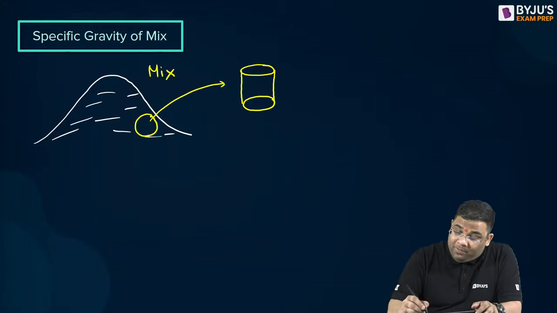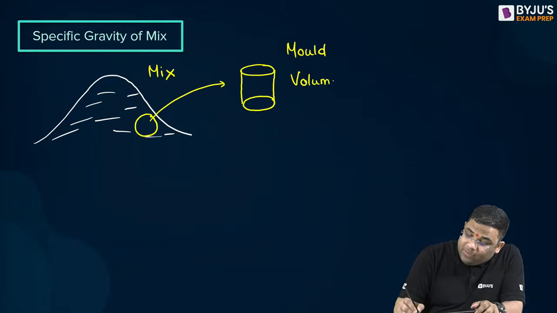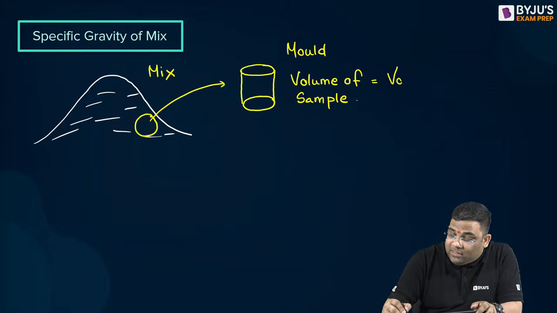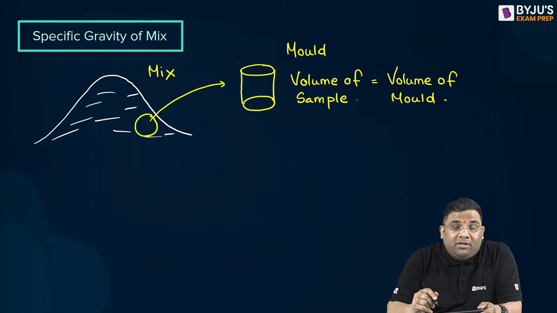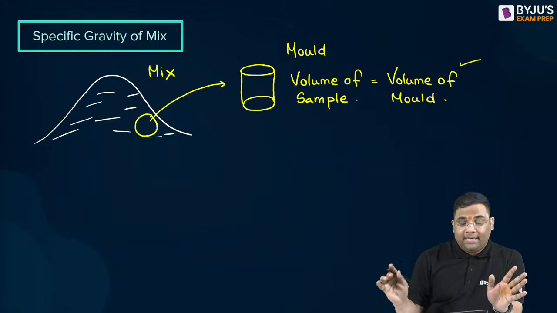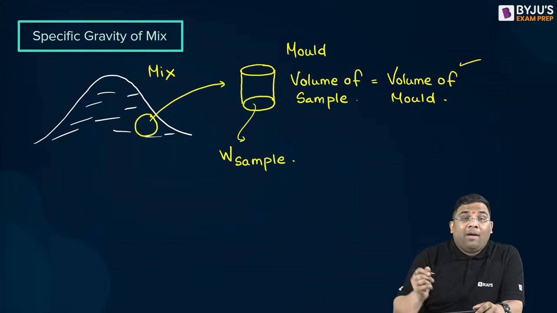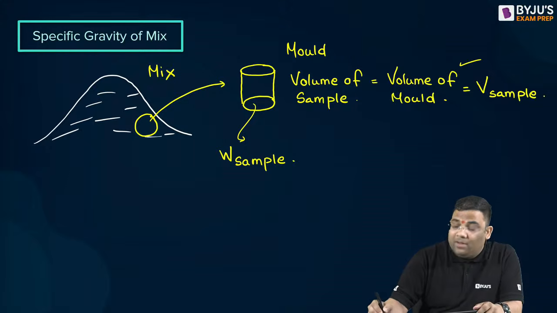Now, this sample will be prepared inside a mold, right? So what will be the volume of this particular sample? The volume of the sample will be equal to the volume of the mold, right? If you are preparing inside a mold, then the volume of the sample is the volume of the mold, which you will know. Or if you don't know, you know the dimensions of this cylinder, then you can find out the volume of the mold. Then you will take the weight of this particular sample. So now you have the volume of the mold, so you get the volume of the sample, and you have the weight of the sample, right?